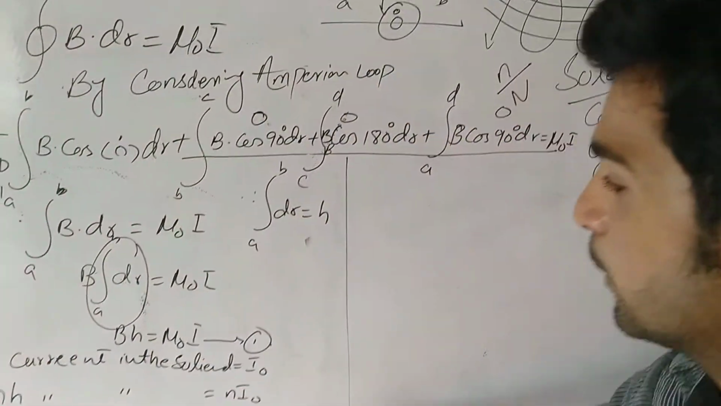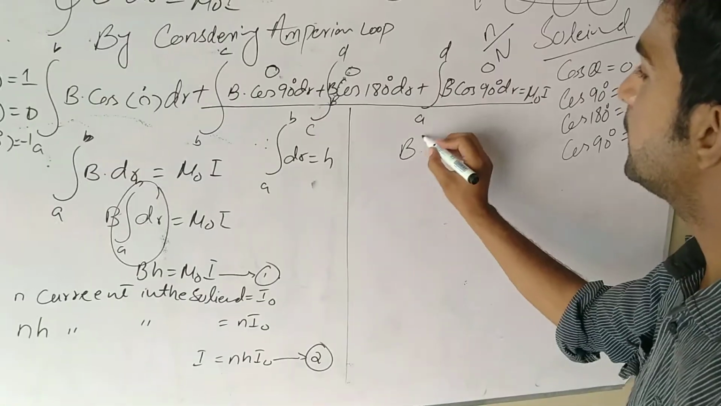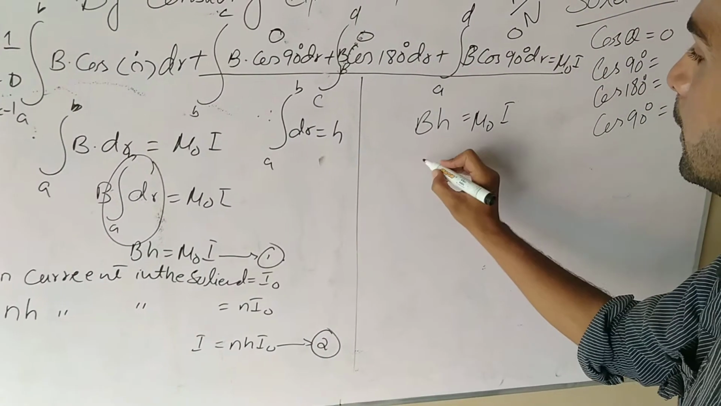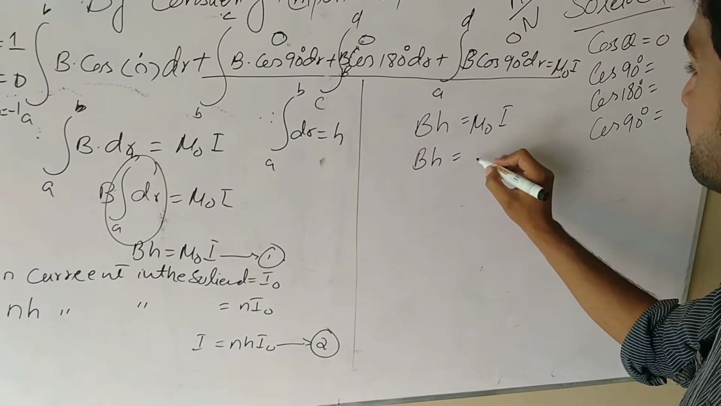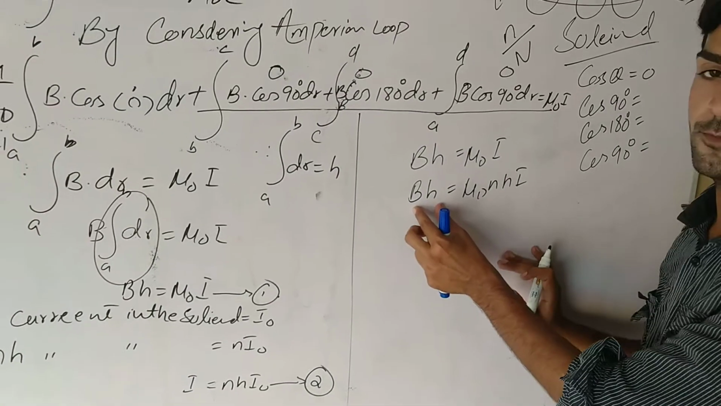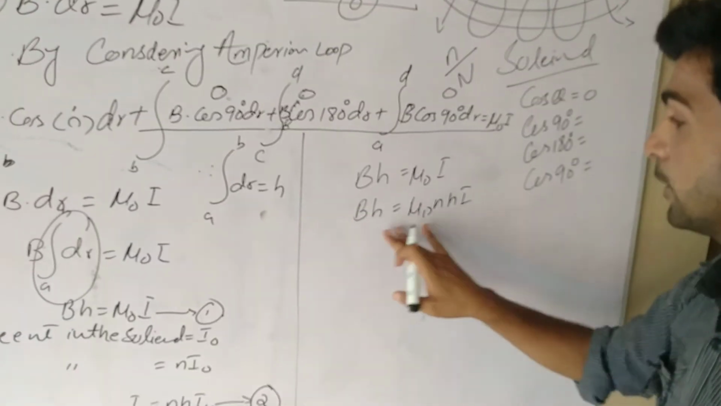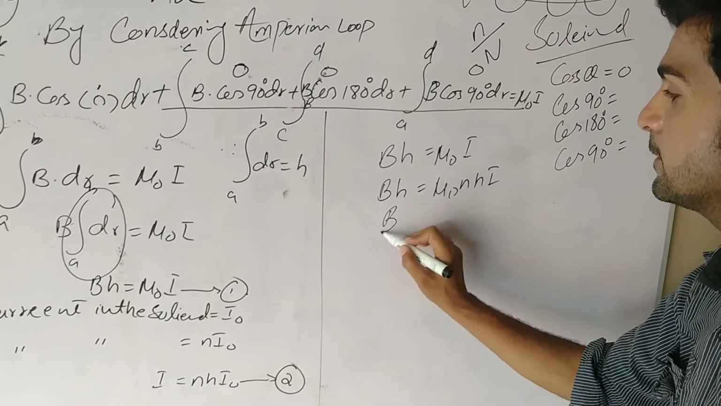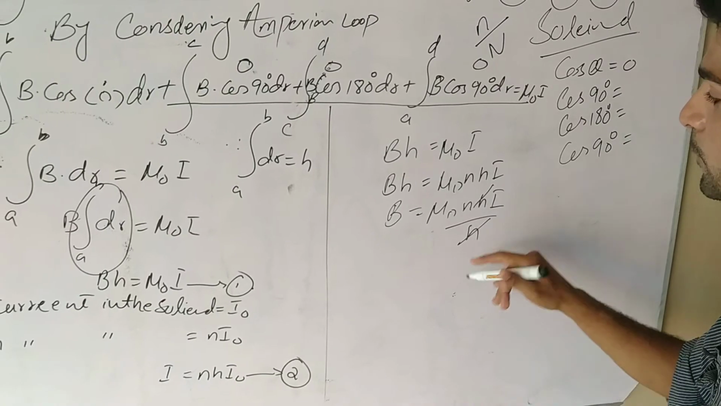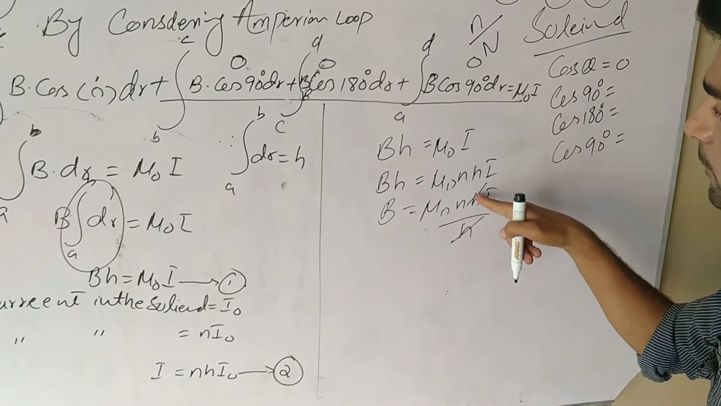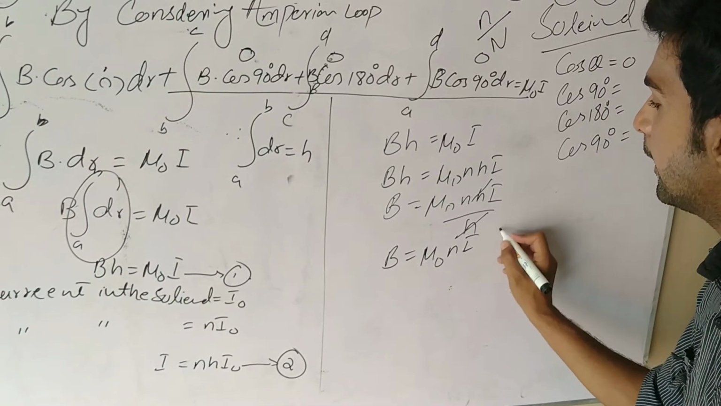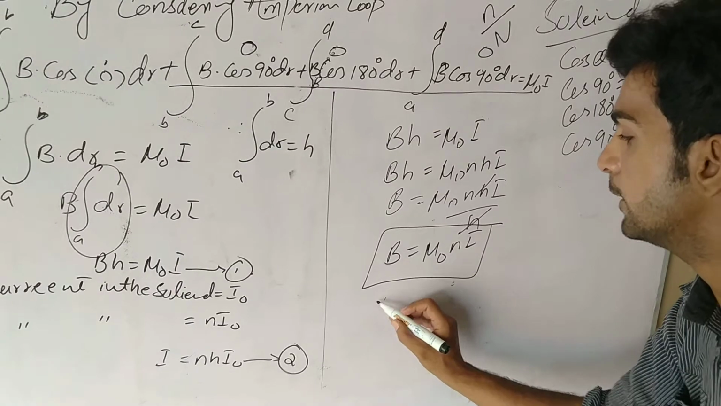So here I am going to replace this value in equation number 1, that is B h equals mu naught I. In place of I we put this value here, that is B h equals mu naught n h I naught. This h is here in the multiplication form. We will bring this to the right hand side, and that will change into division. So B equals mu naught n h I naught over h. The h in the numerator will be cancelled with the same value in the denominator. So the remaining term is B equals mu naught n I, and that is the magnetic field inside the solenoid.